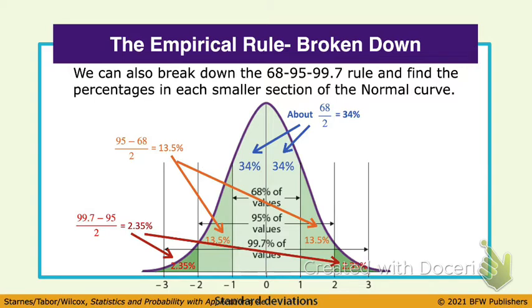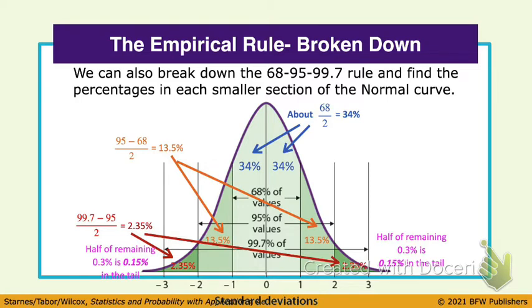99.7% of the graph is shaded. What's left? 0.3. And so I have a section over here and a section over here. So what percent is in each tail? Half of the remaining 0.3 is 0.15, and that's what's in each tail. So that's the 68, 95, 99.7 rule broken down by little bitty sections.